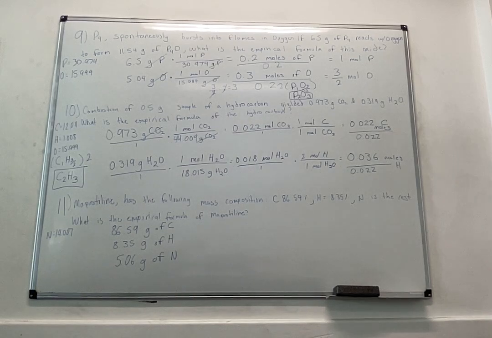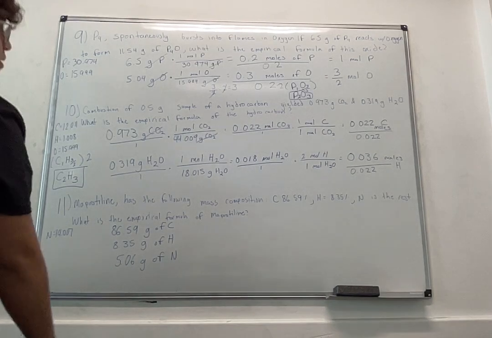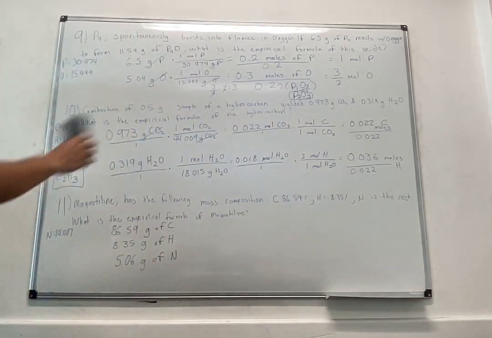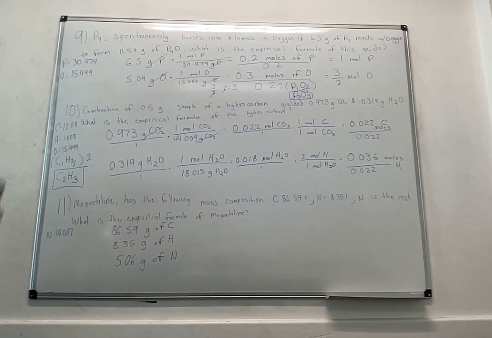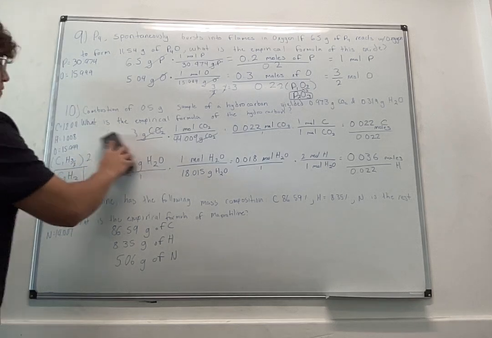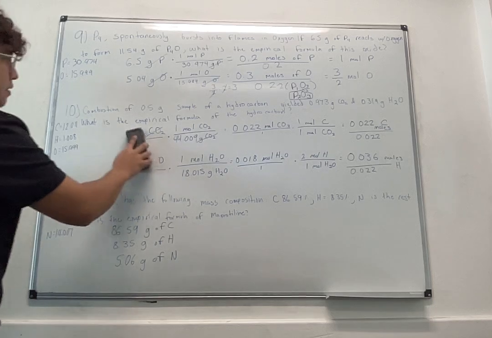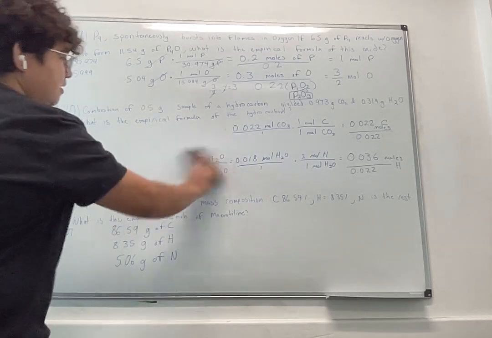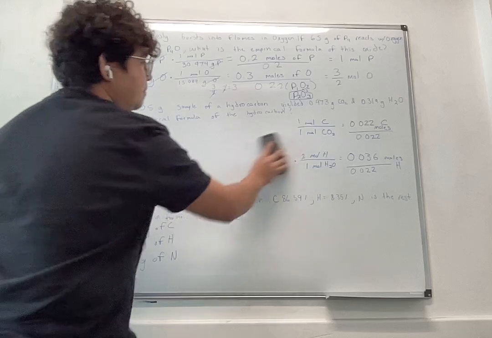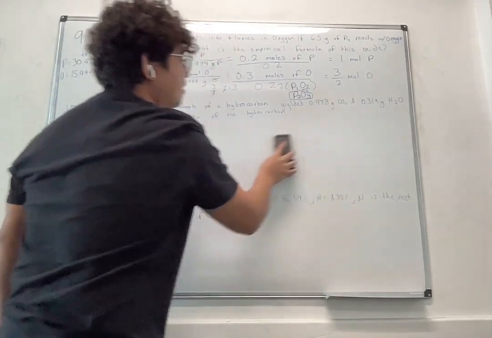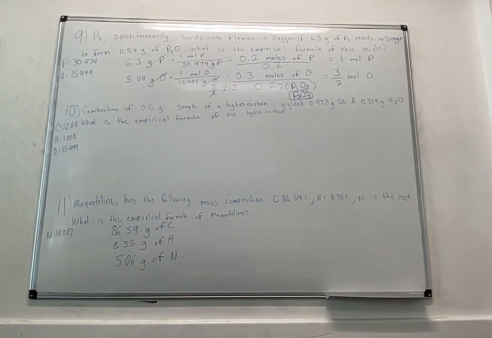Okay, since I'm running out of room, I'm gonna do a little erasing. Hopefully, you guys could just go back on the video. So I'll give myself some room here. And just know that the work for number 11 is going to be on top of it. Okay, there we go. So we got 86.59 grams of carbon, 8.35 grams of hydrogen, and 5.06 grams of nitrogen. So what do we do here?